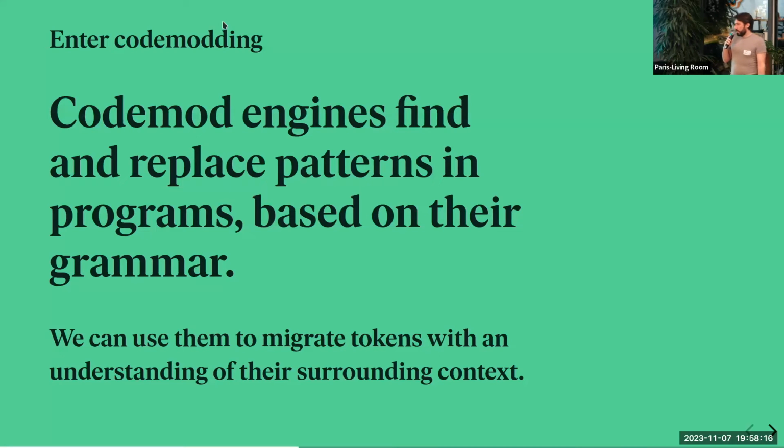Right, so what we're using at Backmarket to get rid of this problem is code modding. A code mod engine is something that allows you to operate on the grammar of your program. It allows you to find patterns and replace them. And it's a little bit smarter than what you can do with regexes because you have access to some of the context in which your code is.